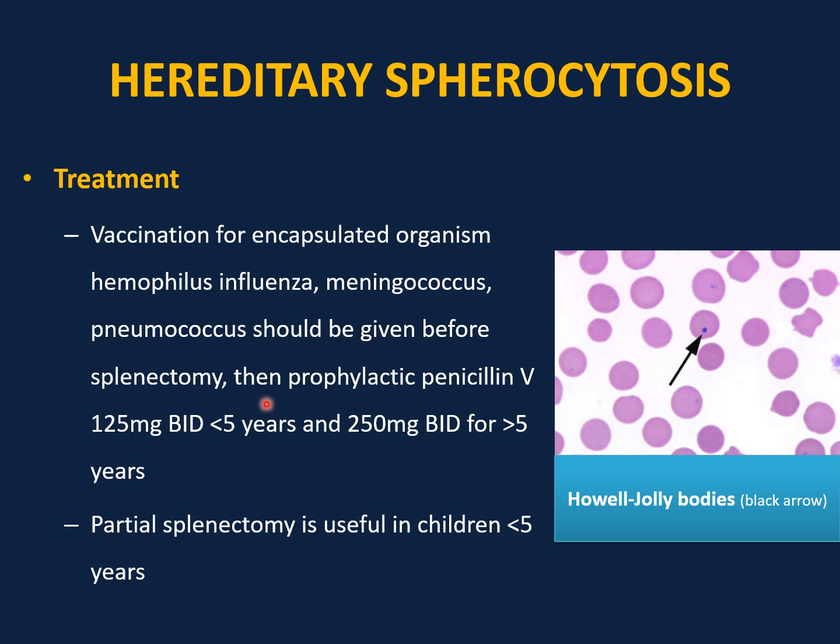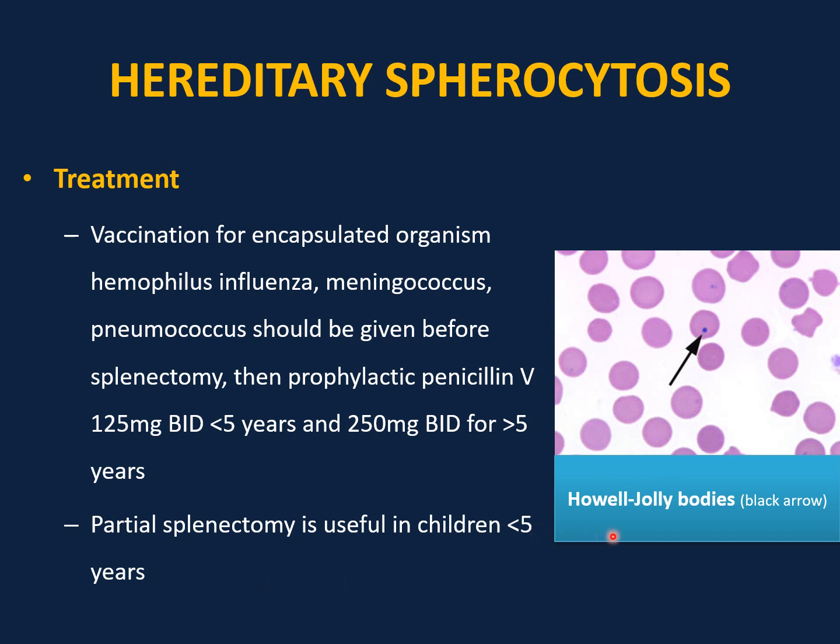Then this should be followed by prophylactic oral penicillin, 125 mg twice a day if less than 5 years, and 250 mg twice a day if more than 5 years. Partial splenectomy is useful in children less than 5 years.